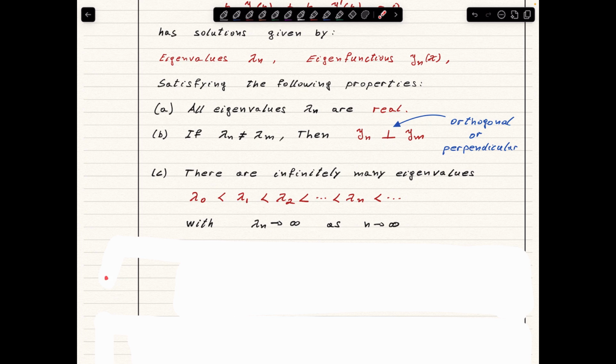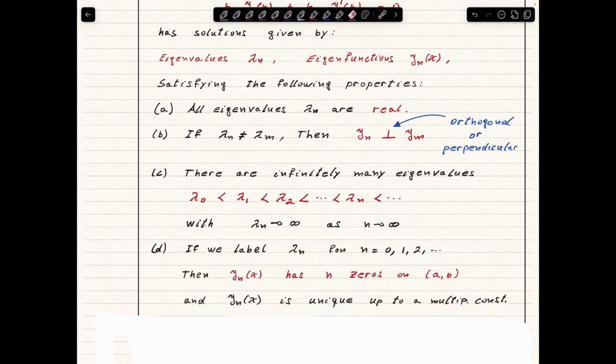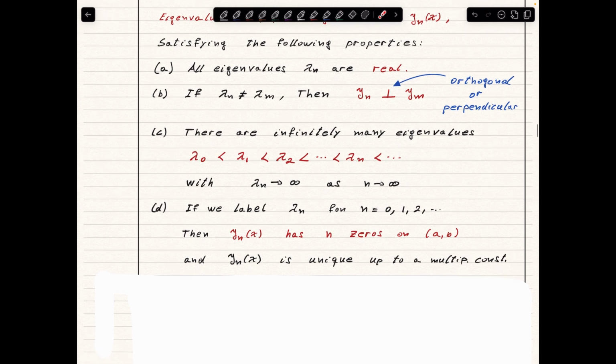And the next property is that if we label the eigenvalues with this index that starts at 0, and then 1, 2, then the corresponding eigenfunctions have n zeros on the interval AB. For example, the eigenfunction y0 has no zeros. The eigenfunction y1 has one zero, and so on. And also these eigenfunctions are unique except for a multiplicative constant. We are going to see what we mean in an example pretty soon.